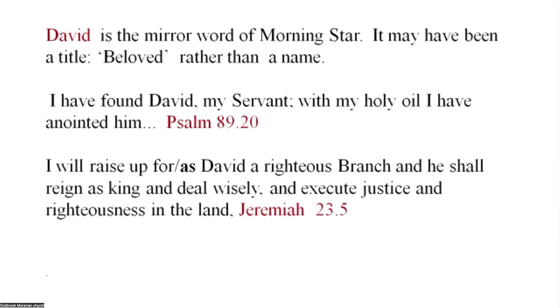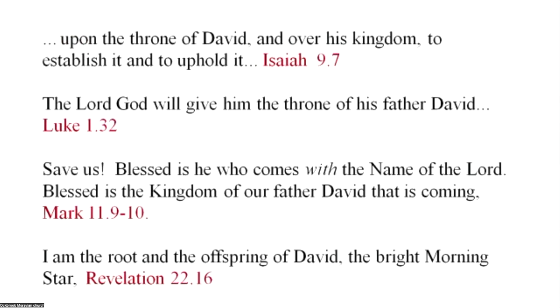And then Jeremiah 23, which we've looked at already, but a different emphasis this time. I will raise up for David or as David. That Hebrew can be either. I will raise up as a new David, a righteous branch. He shall reign as king and deal wisely and execute justice and righteousness in the land. Upon the throne of David and over his kingdom, to establish it and to uphold it. These lines are so familiar.